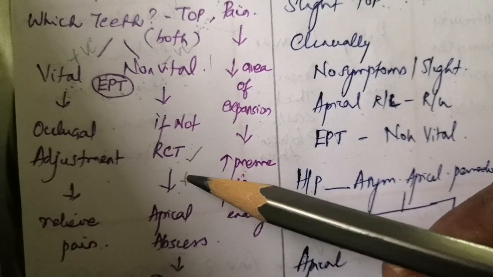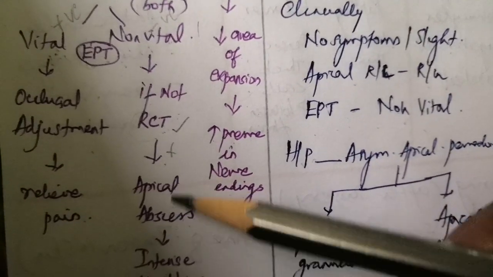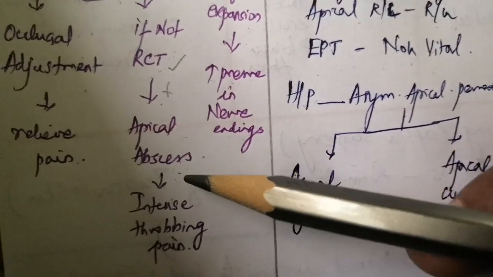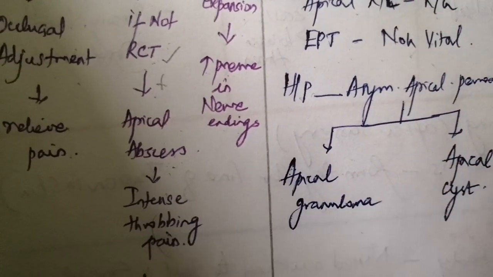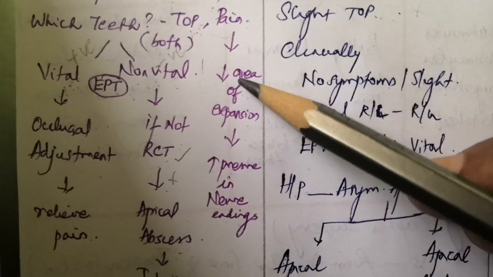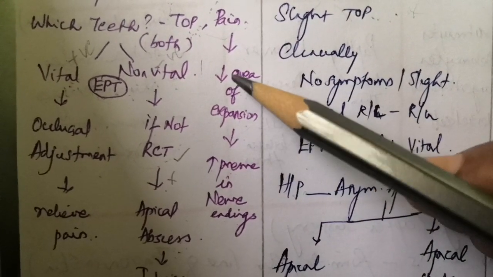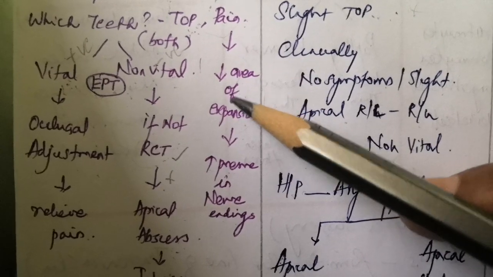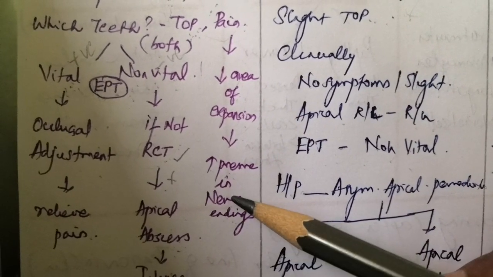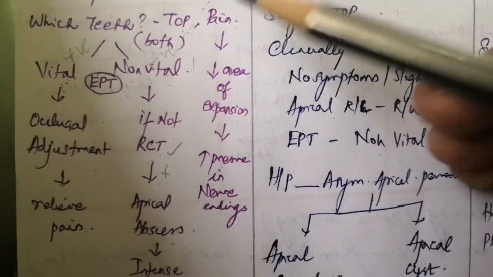If you are not doing a root canal treatment, it will lead to apical abscess. In the apical abscess, there will be an intense throbbing pain. What is the explanation for the pain? The area for expansion is very small in the pulpal region. Hence, there will be a greater amount of pressure on the nerve endings, and hence there is pain.